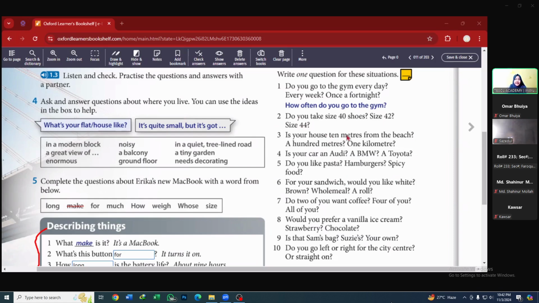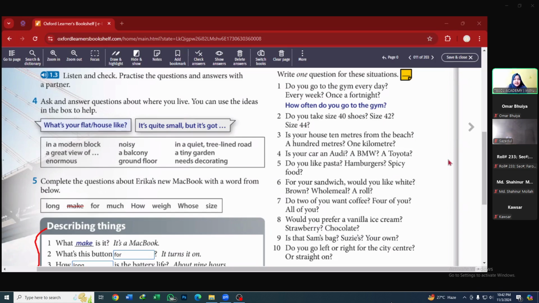So number two is what size shoe do you take? Everyone please write it down, okay? Because in our following activity, we have to have a conversation using these questions. So number two is what size shoe do you take? Very good, Mr. Farooq. Number three, Mr. Shahinur, could you please tell me that one question that includes all of these three questions?